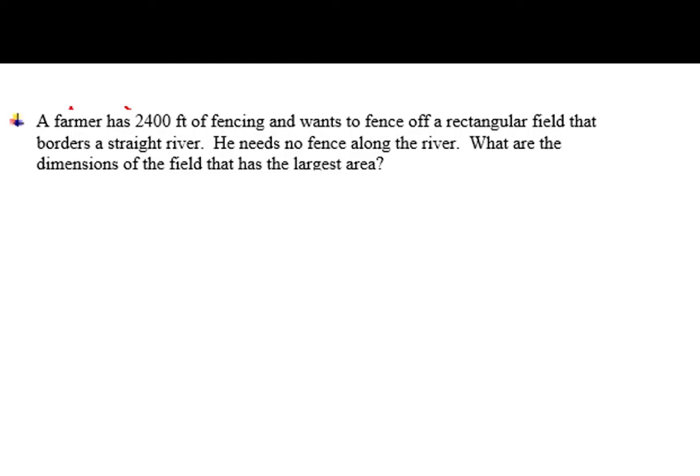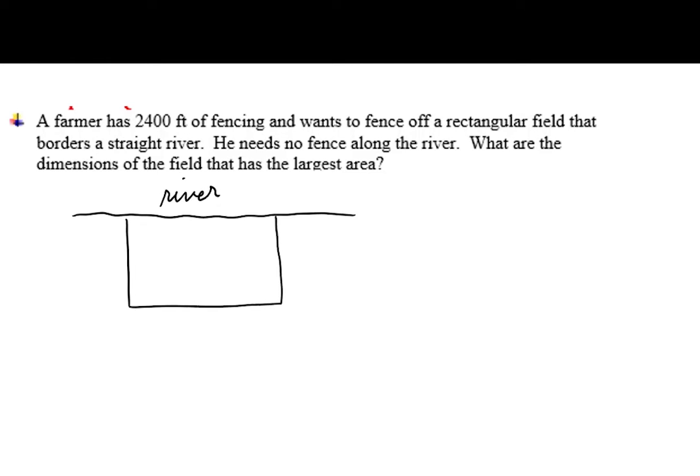A farmer has 2,400 feet of fencing and wants to make a rectangular pen and border. This is not smart. So the picture is this. Here's a river. This part is river. And then he wants to build a pen looking like this.